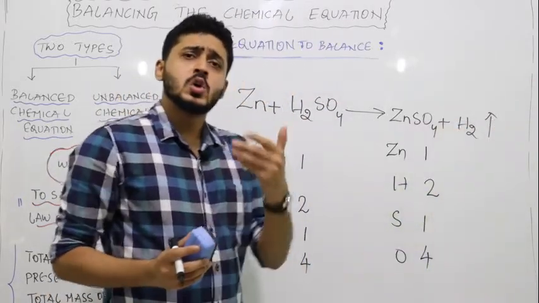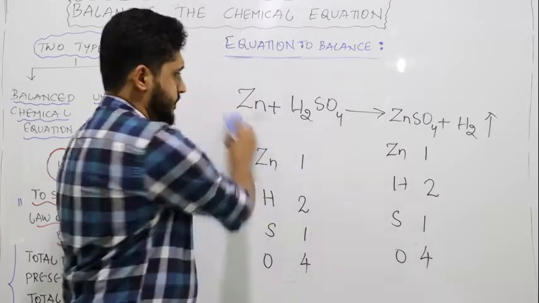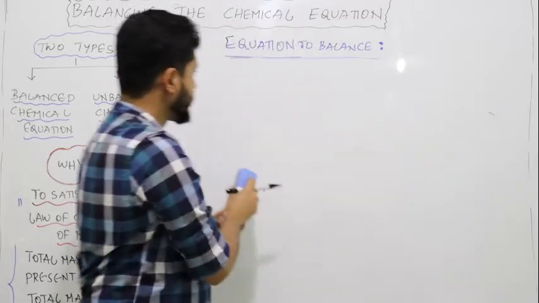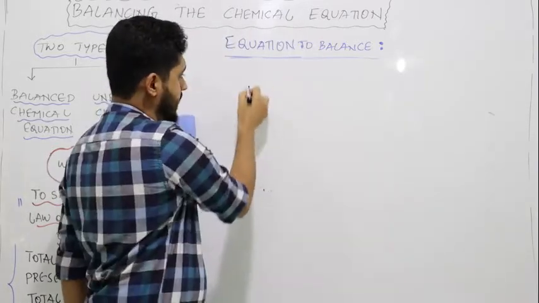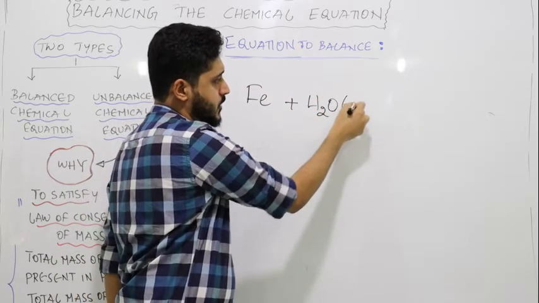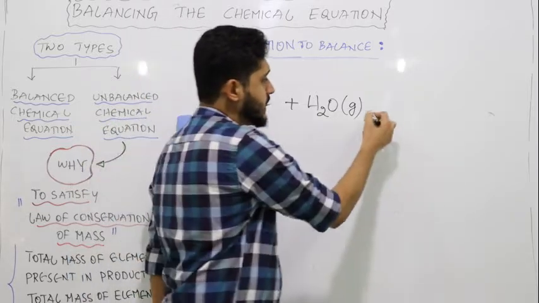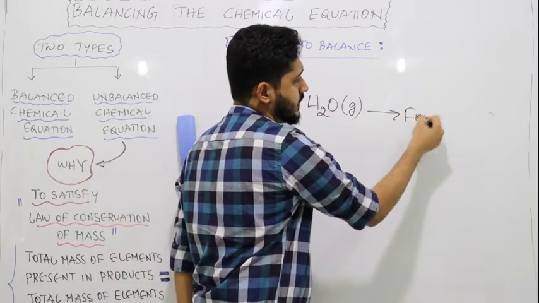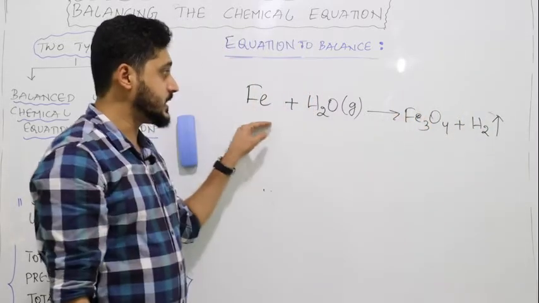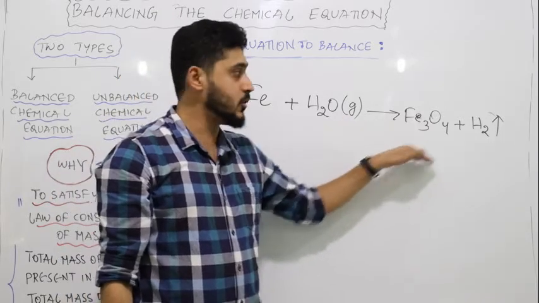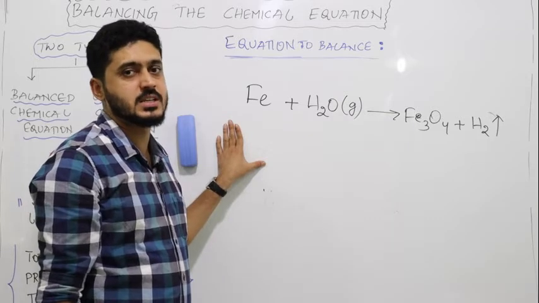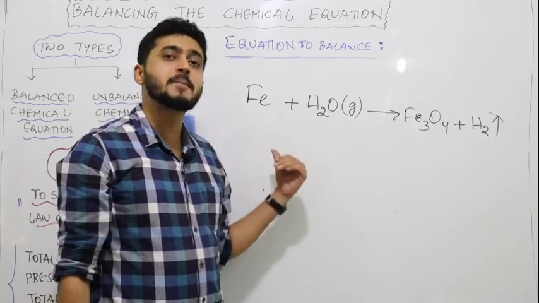Now let's look at the second example. In the second example, we are considering iron reacting with steam. The gaseous form of water is nothing but steam, giving you Fe3O4 plus H2 gas. Iron reacts with steam to give you Fe3O4 plus H2. Now this is the given chemical equation, and we need to balance it.